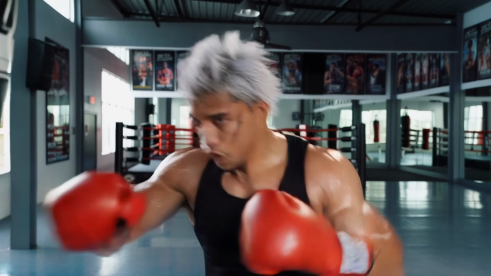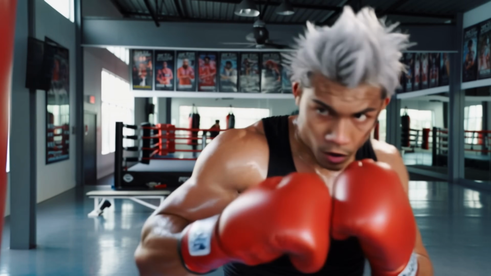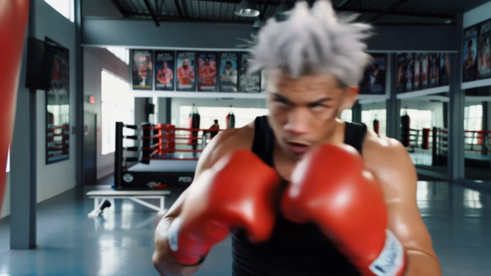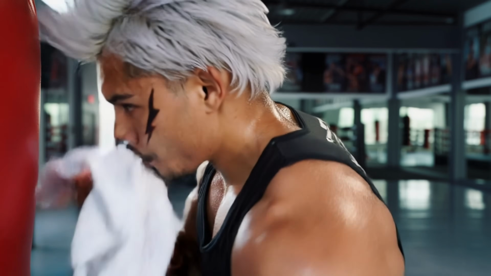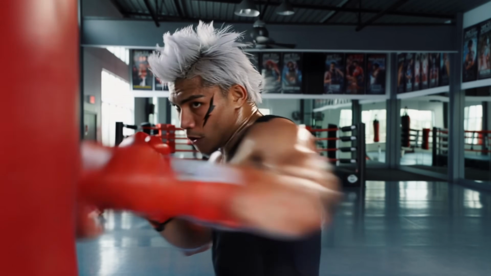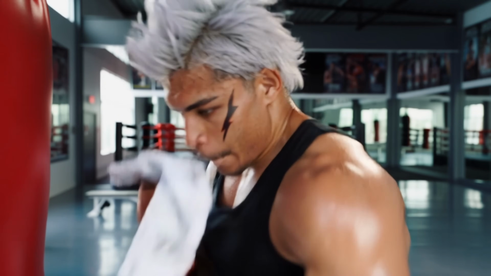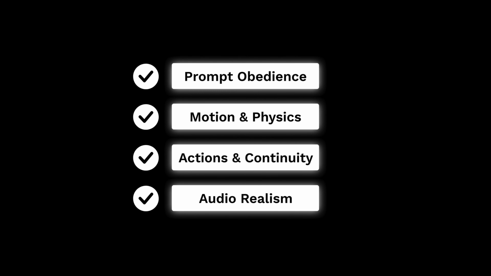Now let's talk about motion and physics. Punches feel fast, controlled, and weighted. Gloves collide naturally with the heavy bag. After punching, the character steps back naturally, wipes sweat with the towel, and hydrates from the water bottle, exactly as described. Audio is solid. Punch impacts line up with visuals. Overall, Kling 2.6 delivers a very strong text-to-video result.